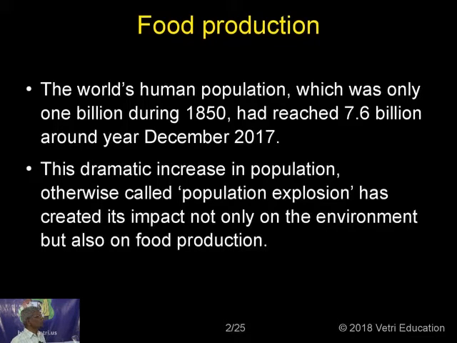The world's human population, which was only 1 billion during 1850, had reached 7.6 billion around December 2017. So this is the latest demographic data. It was 7.6 billion, that is 7 followed by 6 and then 9 zeros. A billion is 1000 million, that is, a billion is 1 followed by 9 zeros. Okay, fine. So it was only 1 billion during the year 1850, and now it is 2017.